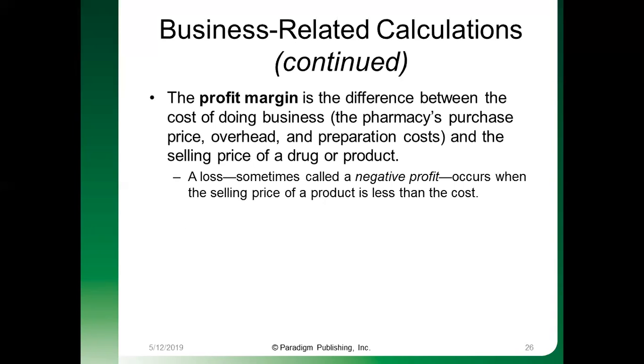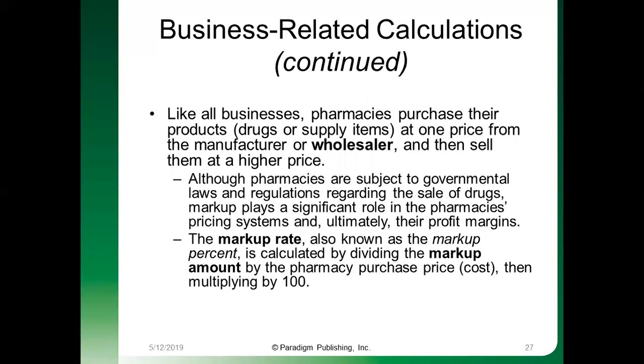The profit margin is the difference between the cost of doing business, so the pharmacy's purchase price, overhead, and preparation costs, and the selling price of the drug or product. A loss, sometimes called a negative profit, occurs when the selling price of the product is less than the cost. Like all businesses, pharmacies purchase their products, drugs, or supply items at one price from the manufacturer or wholesaler and then sell them at a higher price.